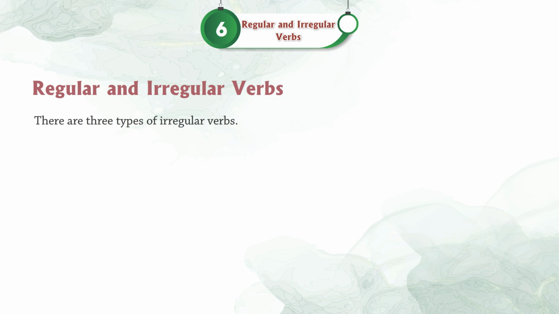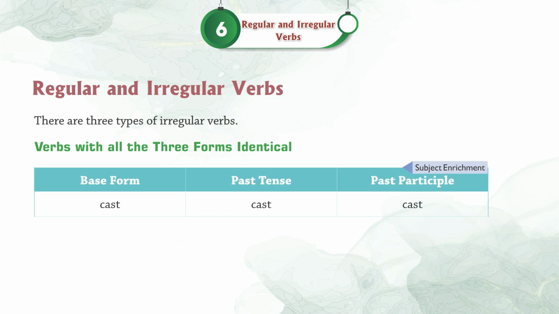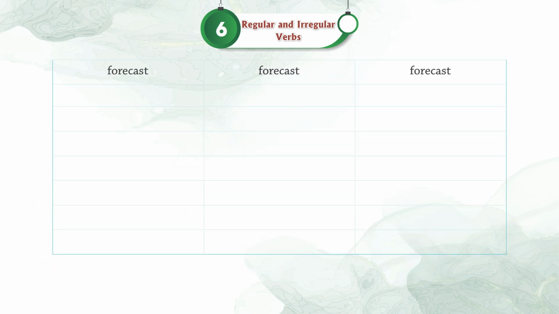There are 3 types of irregular verbs. Verbs with all the 3 forms identical. Base form cast, past tense cast, past participle cast. Slit, slit, slit. Spread, spread, spread. Forecast, forecast, forecast. Hurt, hurt, hurt. Rid, rid, rid. Wet, wet, wet.